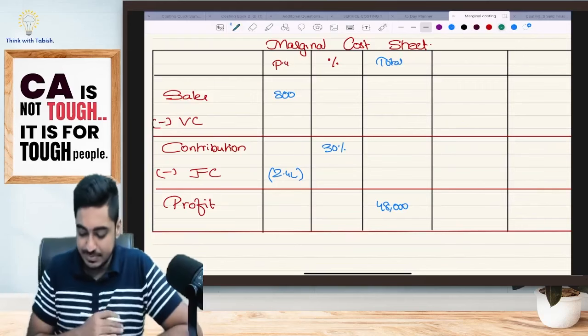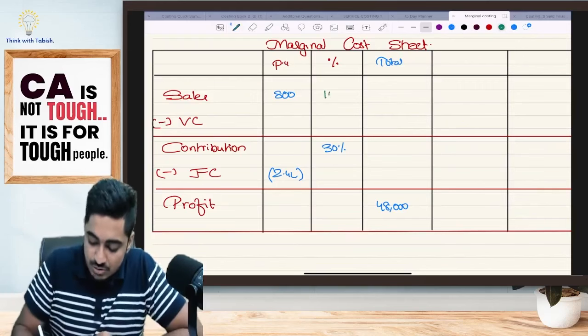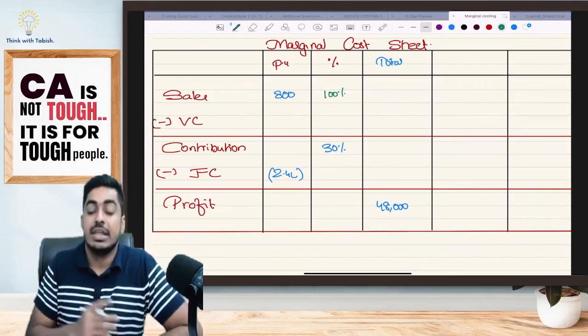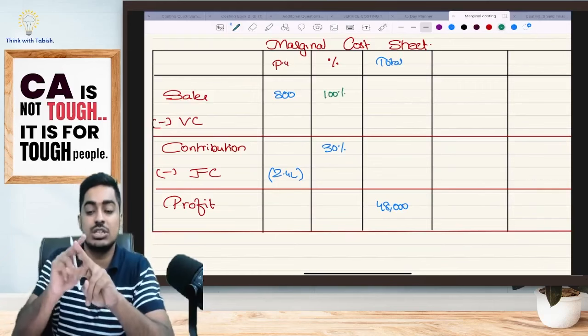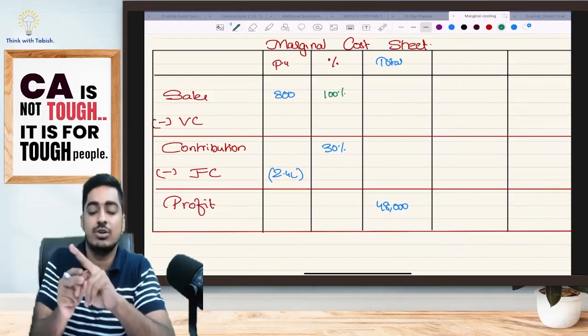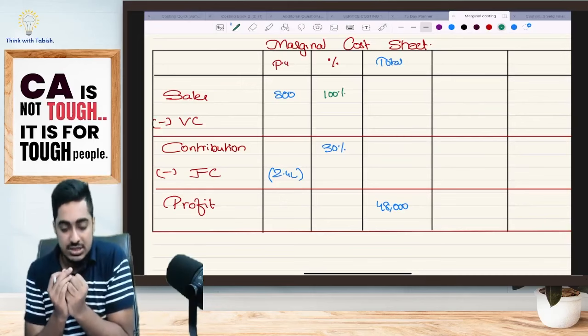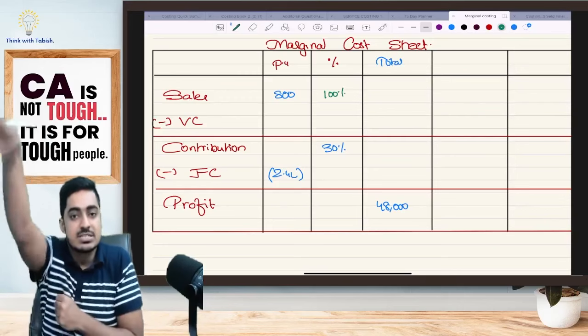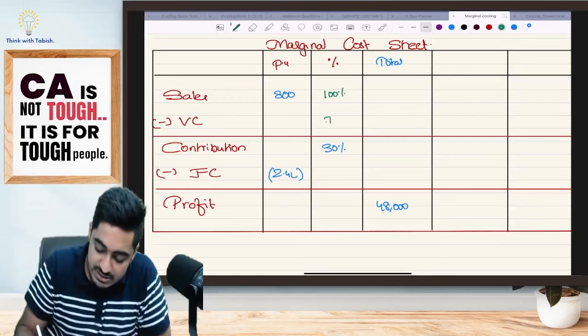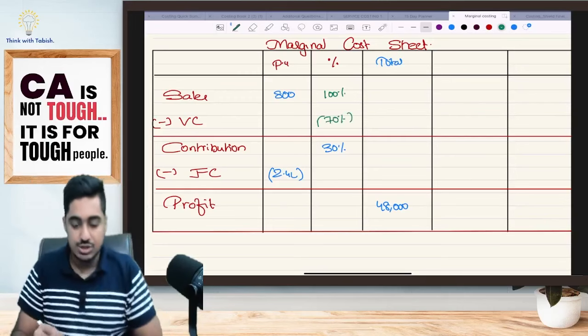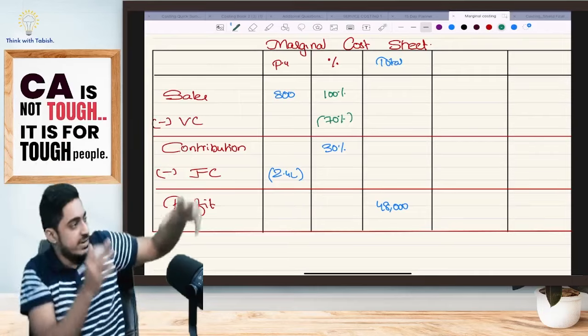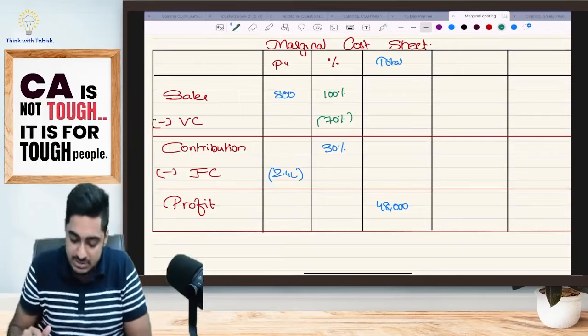This much is given. Tell me whether sales is always going to be 100%. Now, I have told you that my variable cost ratio and PV ratio will be complementary. If I know one, the other I can calculate. Tell me how much percentage is contribution? 30%. That means how much percentage should be variable cost? Sir, 70% should be. Yes or no? Because from a total of 100, if I pay 70% variable cost, I will be having 30%.